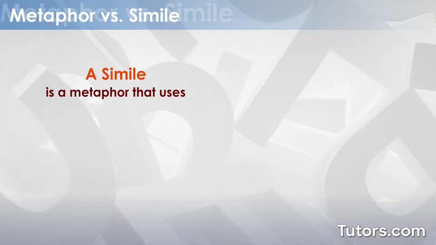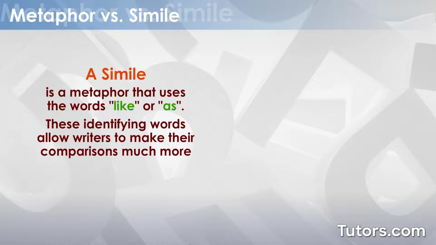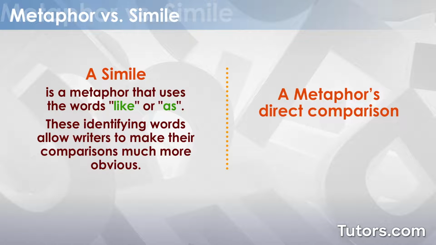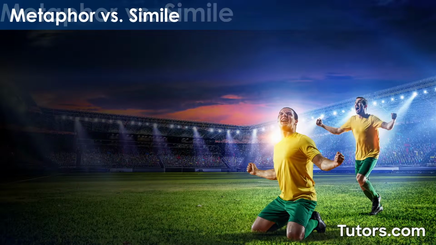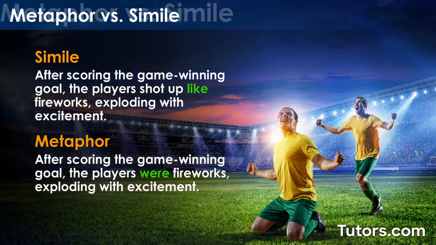A simile is a metaphor that uses the word like or as. These identifying words allow writers to make their comparisons much more obvious. However, a metaphor's direct comparison is often considered more powerful. In this example, the simile suggests that the players have the qualities of fireworks, while the metaphor emphasizes that the players are fireworks, creating a much stronger connection.